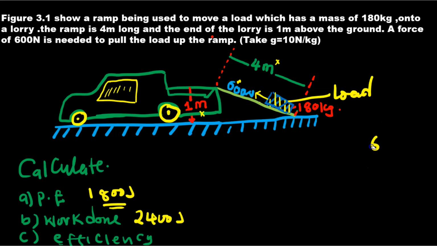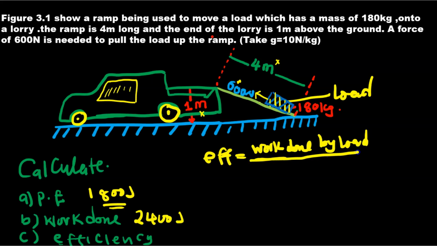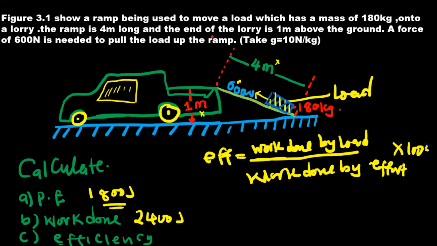Okay, so we have the work done, and of course we have the potential energy. What is the next question that we are calculating? The next question is, calculate the efficiency of the system. Now, how do you find the efficiency of the system? Efficiency is the work done by load divided by the work done by effort, then you multiply this by 100%. That is how you find efficiency.